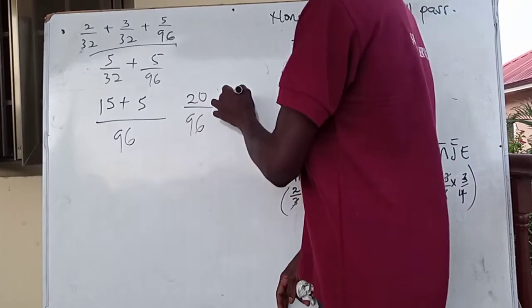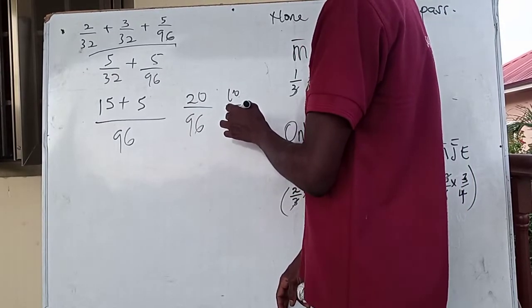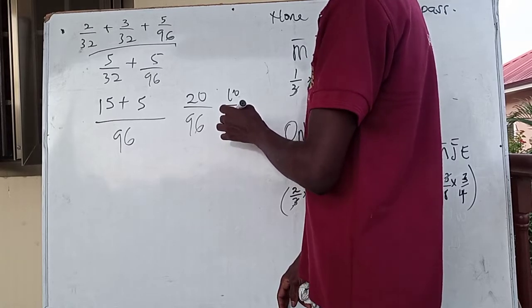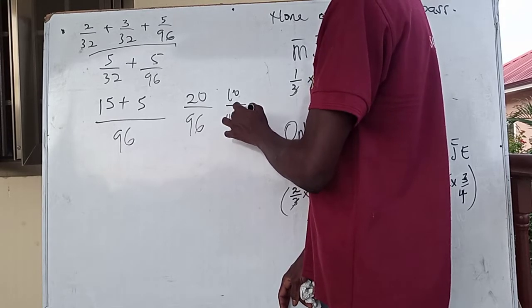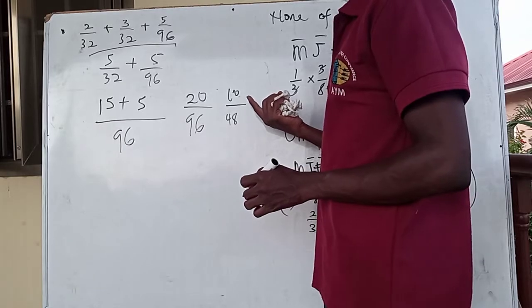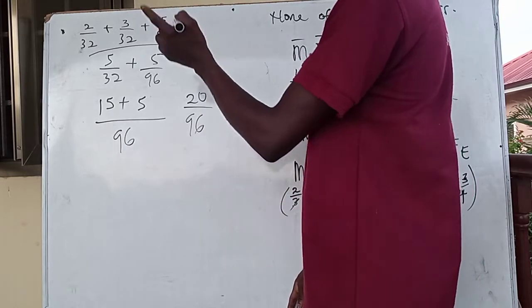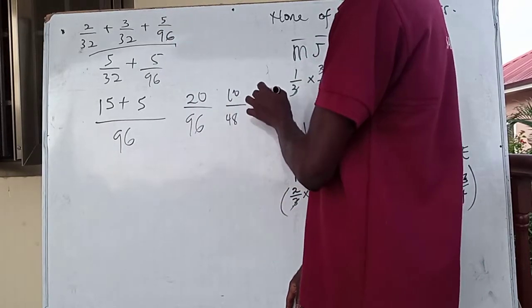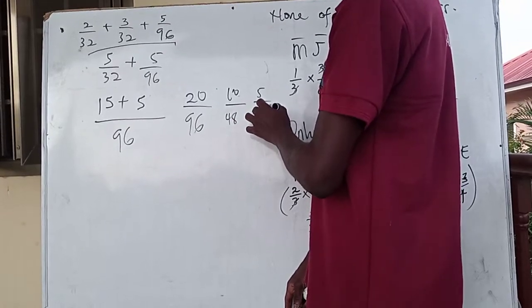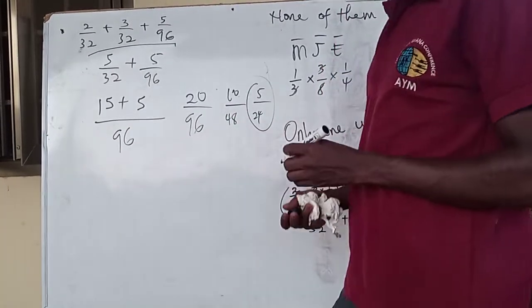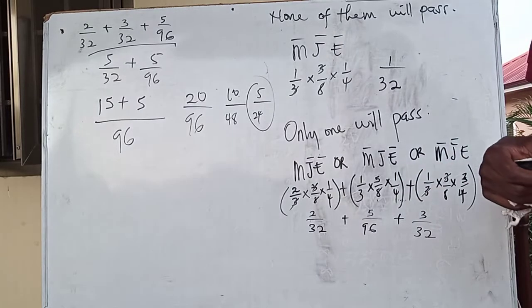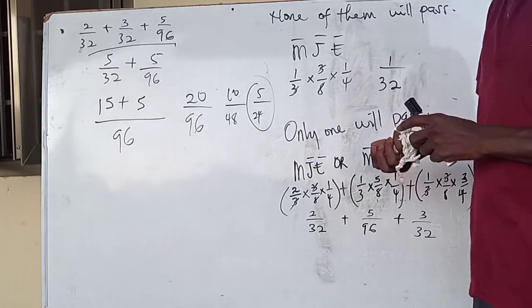You can divide it, right? You get 10 over 48. I'm just dividing it by 2. Let's divide it again. You get 5 over 24. So the first question says all passed.